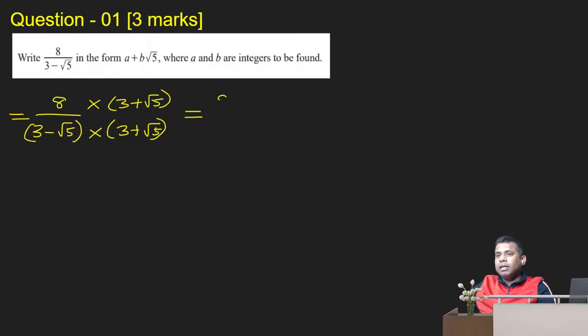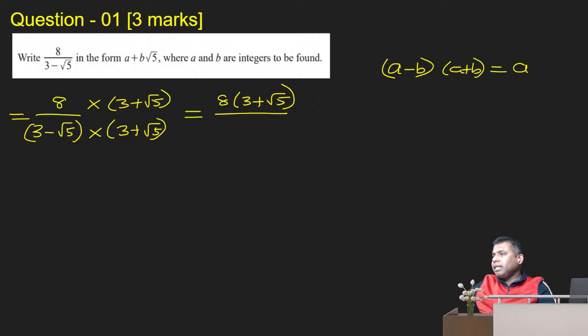You will get 8 times (3 plus root 5) on the top, and the denominator is in the form a minus b times a plus b. So you know the answer, it's a difference of two squares, a squared minus b squared. Here a is 3 and b is root 5. So 3 squared minus root 5 squared. 3 squared is 9 minus 5, which is 4. How easy is that, right?